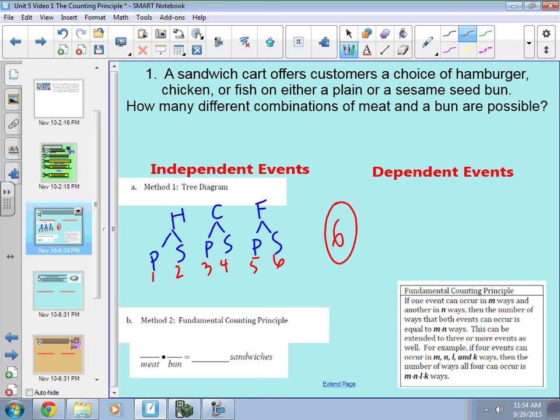Okay, so you can use this little tree method as a way of doing it. But a quicker way is using what's called the fundamental counting principle.